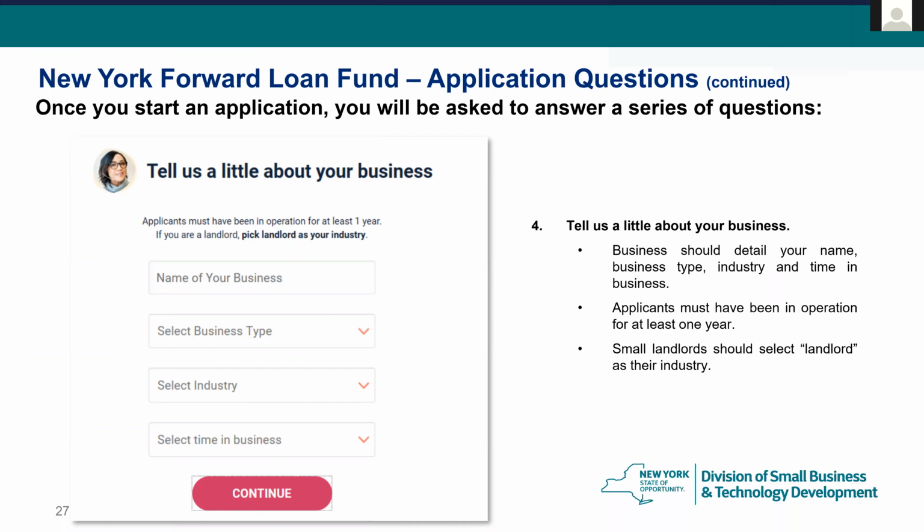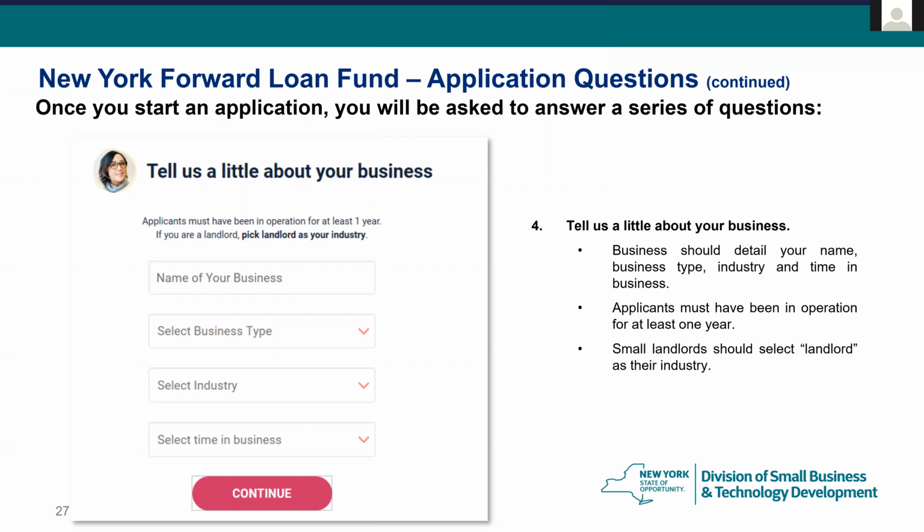Tell us a little bit about your business. Now, this is going to affect your match. Question 4 is going to ask for the name of your business, the industry that you're in, your time in business. Again, small landlords are going to want to select landlord as their industry. I would suggest if you don't select real estate, make sure you select a landlord. And if you're a real estate-based business, let's say you're a real estate broker or something that is based in real estate, but you're not a landlord, I would actually suggest choosing other and not choosing real estate, because it seems to help with people getting matched to a proper lender.